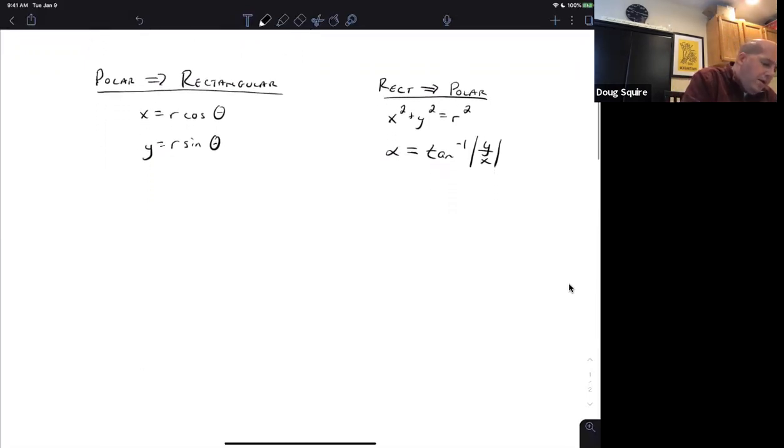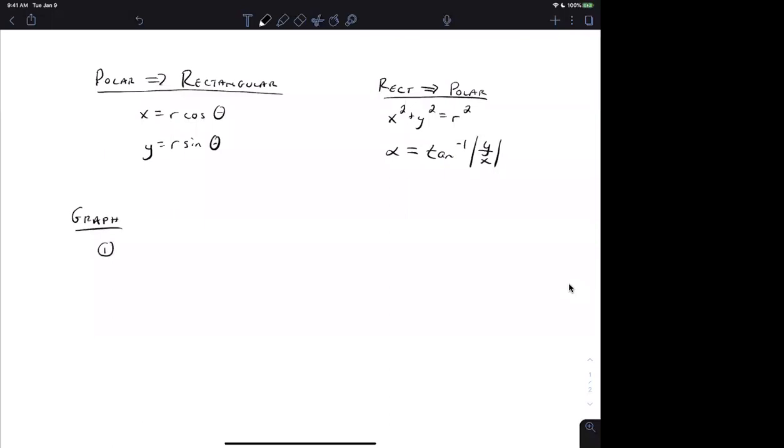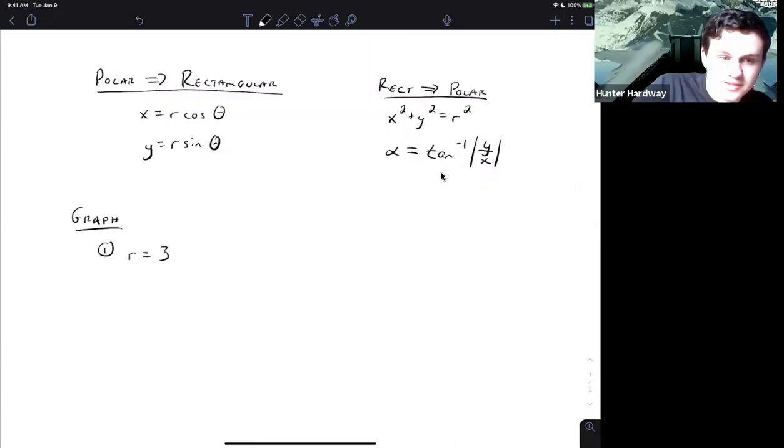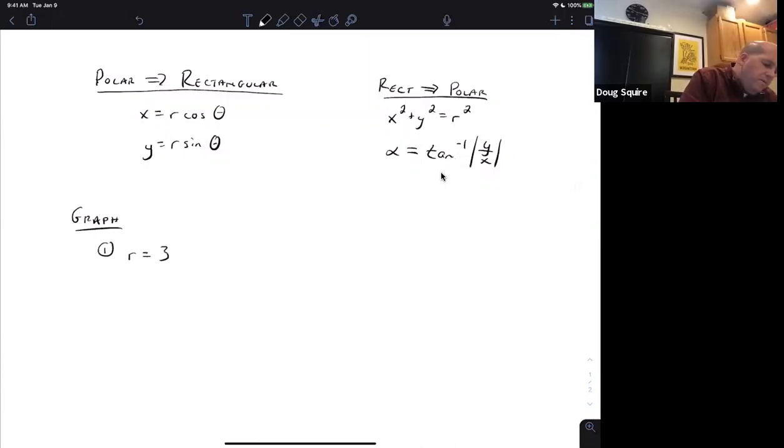But I want to think about first, what does the graph, so if we were to graph, say number one is, let's do r equals 3. If you think about all of the points that you would graph for that, so like think about all the places where r would equal 3, what type of graph do you think that would create? It'd be a circle. So it would be all of the points where r is 3. r is the distance from the origin or from the pole.